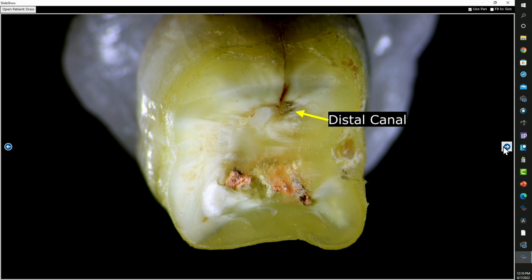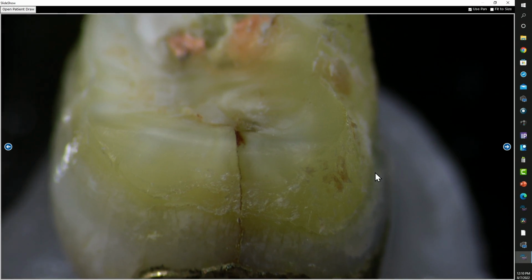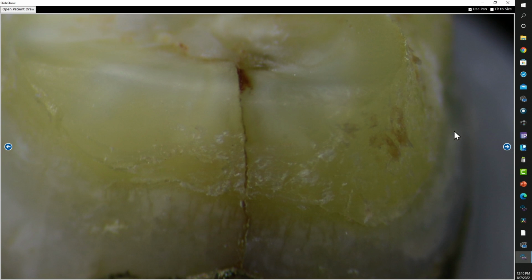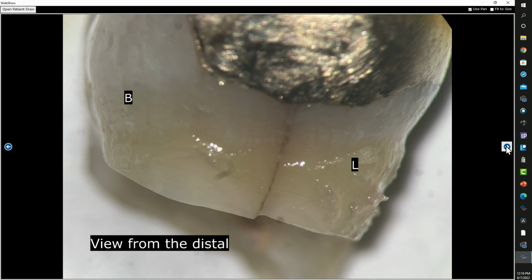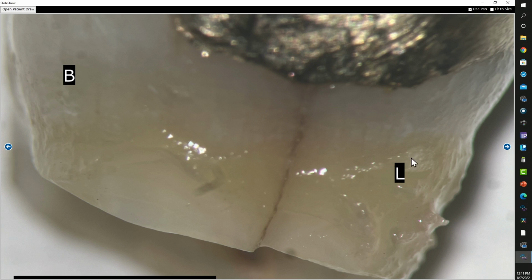The tooth came extracted in sections, and you can see the distal canal, the fracture going right into the distal canal. And so it was an opportunity to actually look at a wild type of biofilm in a fracture case, which we don't do very often, so it was kind of interesting. This is looking at it from the back molar perspective, looking at the fracture lines.